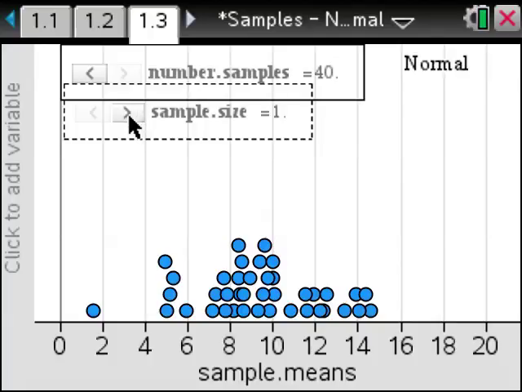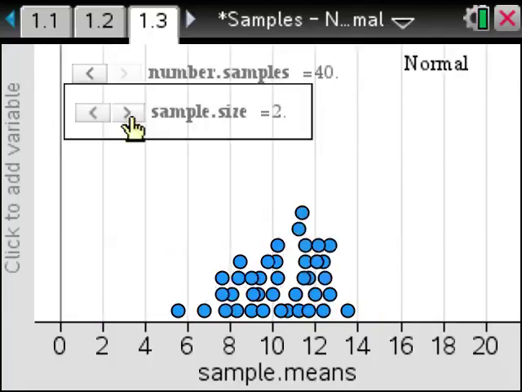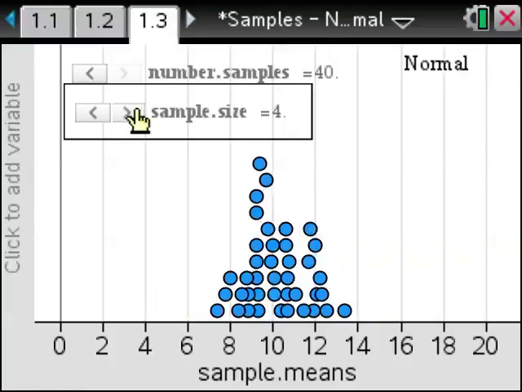Now if we were to change the sample size from 1 to 2, what effectively has happened is it's taken a sample of 2 from the normal distribution and worked out the mean of those 2 values and plotted that. So each of these dots represents the mean of 2 single values from that normal distribution. If we increase the sample size to say 3 or 4, each dot now represents 4 values which have been averaged to get each of the data points.